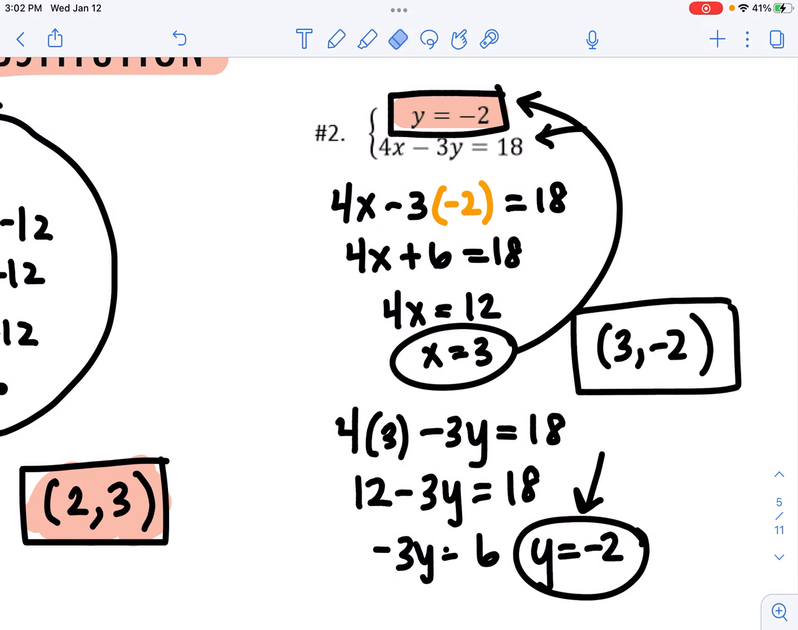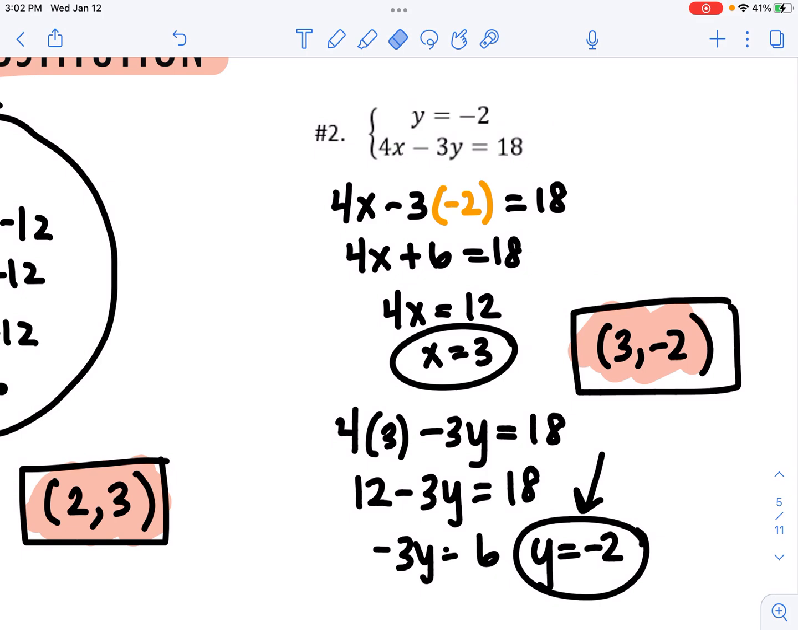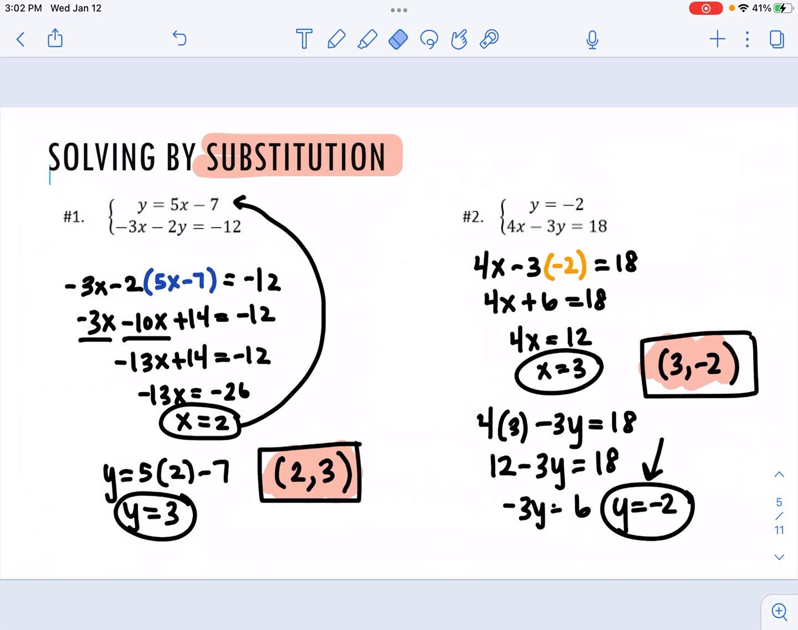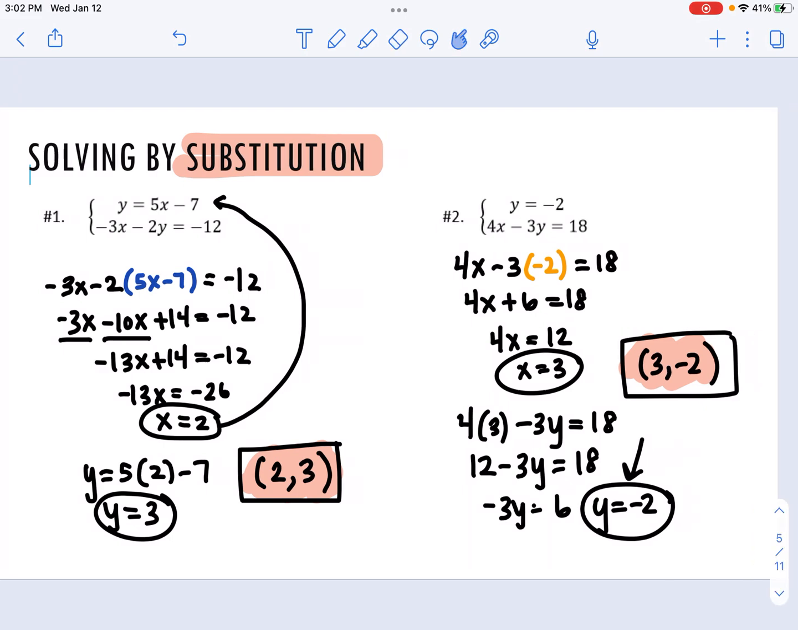Once again, we can check our work by plugging in 3 for x and negative 2 for y into both equations, which in this case is the second equation, and see if it holds true. All right, so for both of these examples, we used the method of substitution. We were able to see that both of these lines do in fact intersect, and the solution indicated the point that satisfies both equations, or the point of intersection.